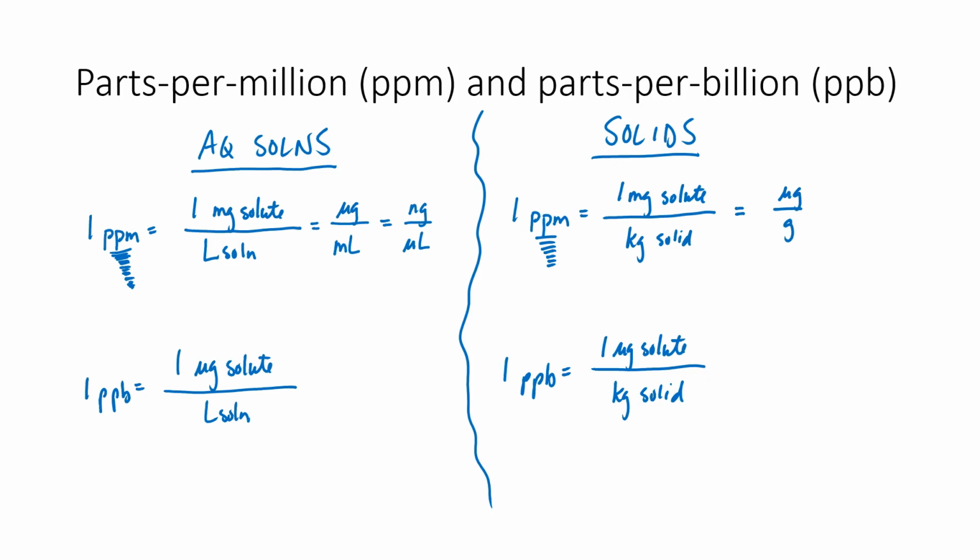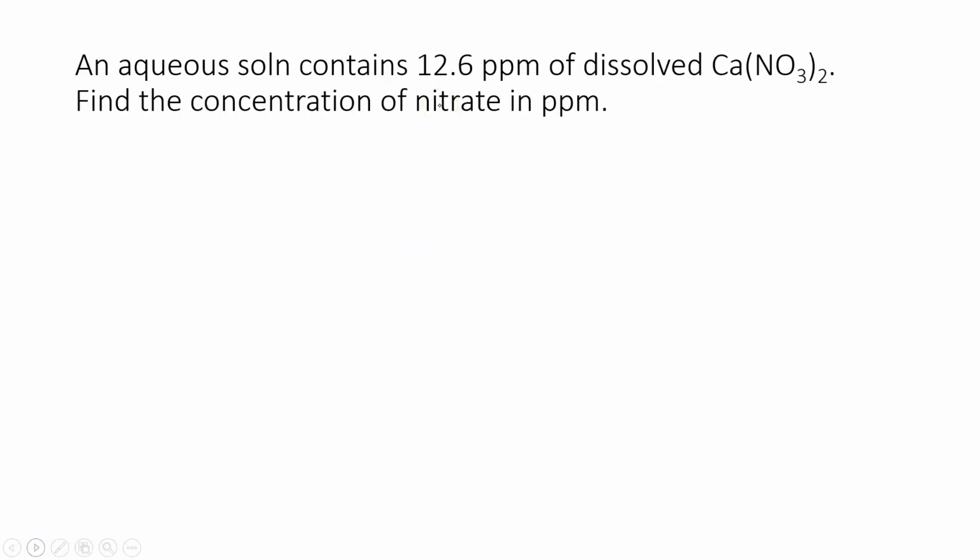You may need a little bit of time to process these definitions, but let's try to do a problem. So here they're telling us that we have 12.6 ppm of a calcium nitrate solution, and they want to know the concentration of nitrate in parts per million. So in other words, they're saying you have 12.6 ppm of calcium nitrate, and they want to know how many ppm.